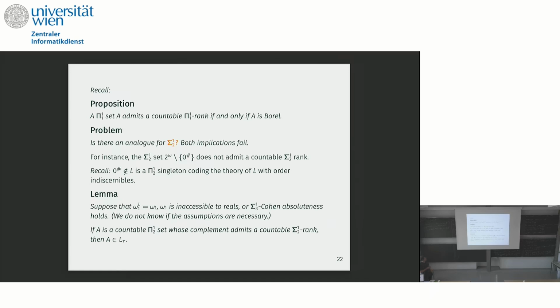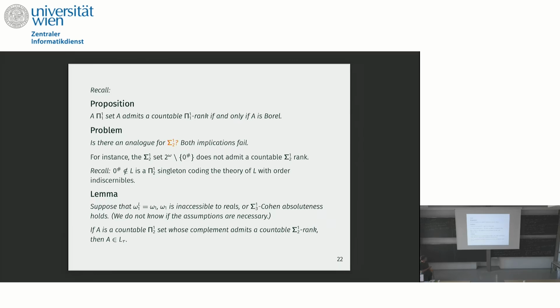Here I'm arguing that the implication from right to left fails. So let's take, just for example, 0 sharp. It's a Π¹₂ singleton. And we take its complement. This is a Σ¹₂ set, the complement of a singleton. I claim it does not admit a countable rank. Well, clearly it's Borel, so it's a very simple Borel set.